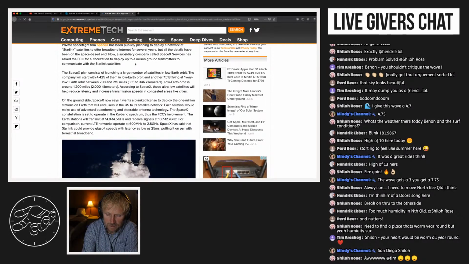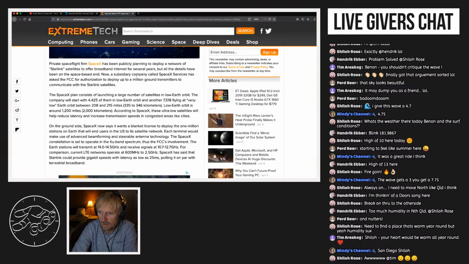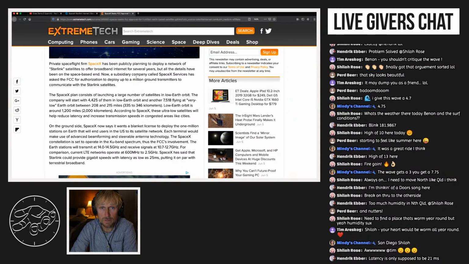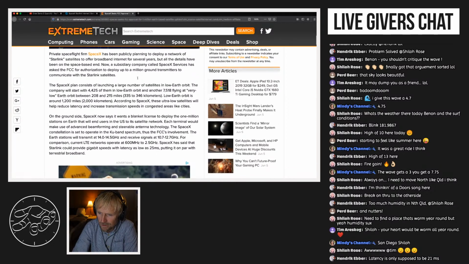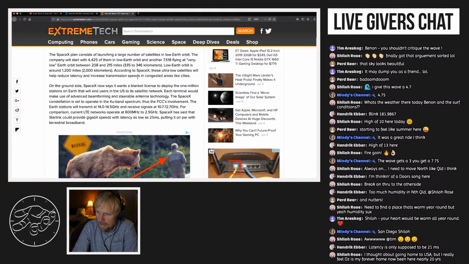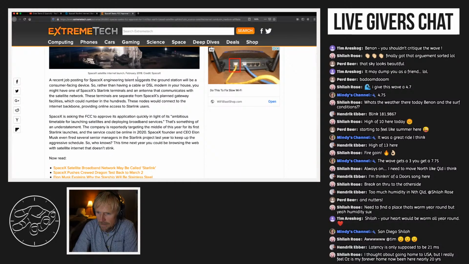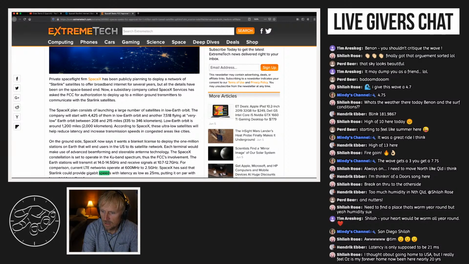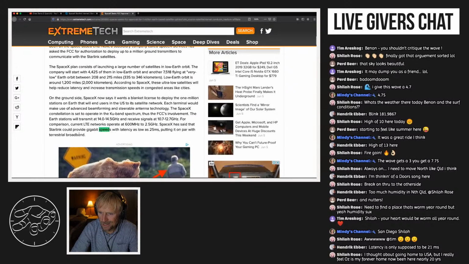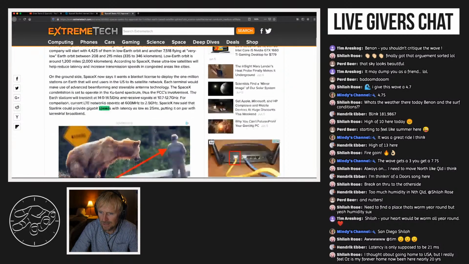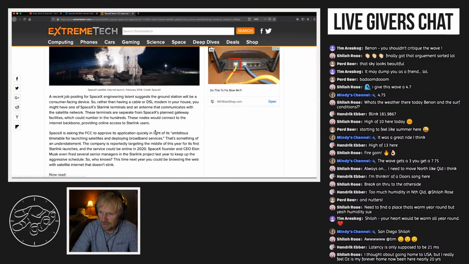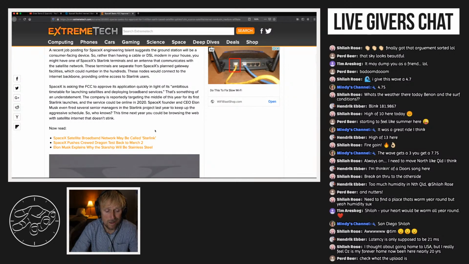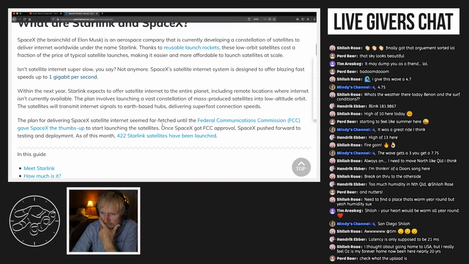How come this is so fast? How come this is so quick, folks? This is news to me. I thought this was going to be super slow. Latency is only supposed to be 21 milliseconds. I mean, I get a latency of about that now on my connection. This is incredible. Didn't say much about speed there. If I do a search for the word speed. SpaceX has said that Starlink could provide gigabit speeds with latency as low as 25 milliseconds. Wow. Let's go back to this one.